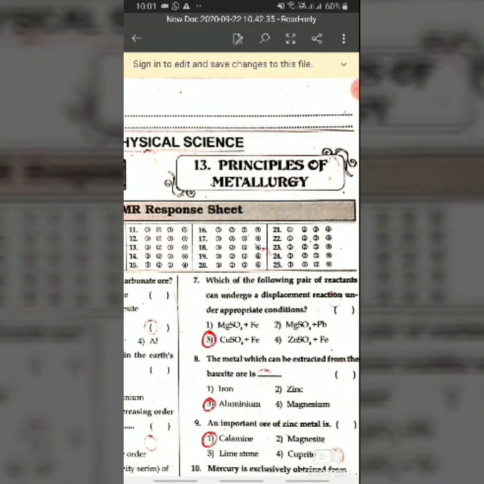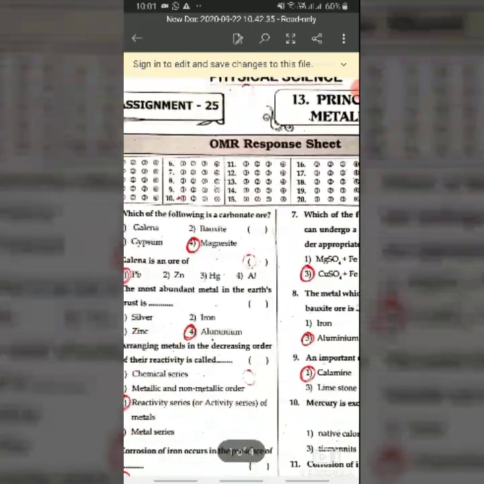Bits from the lesson Principles of Metallurgy, very useful for Polytechnic entrance exam.